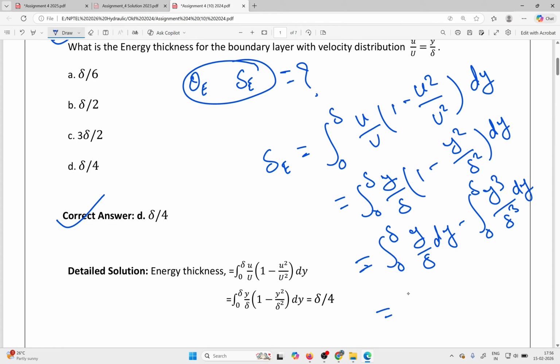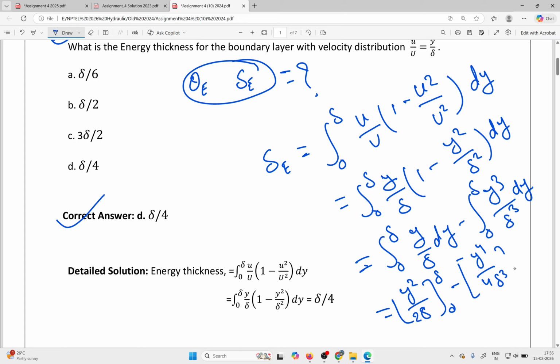Now y square by 2 delta, you have limit 0 to delta, minus y to the power 4 by 4 delta cube, you have limit 0 to delta. Then after solving, let me just solve finally.